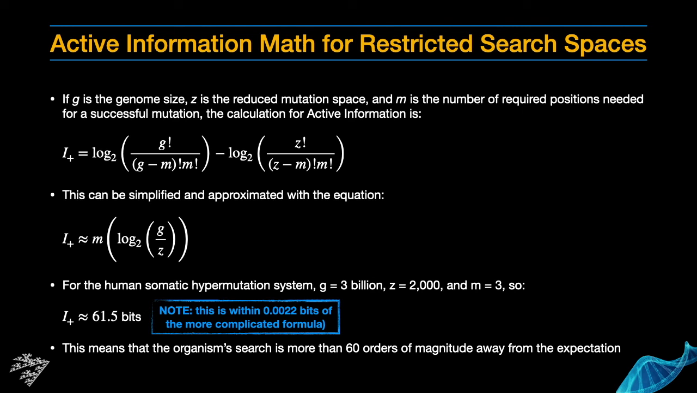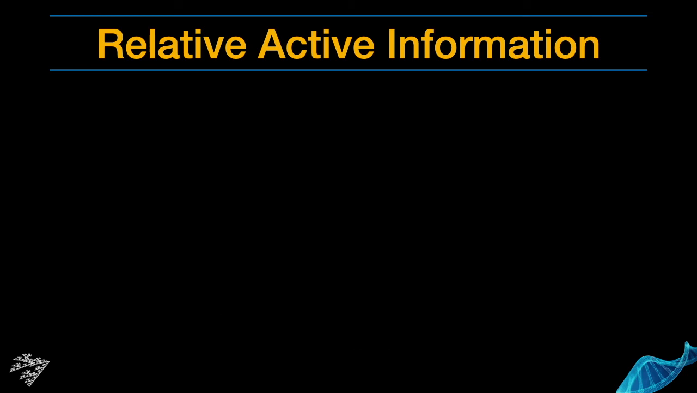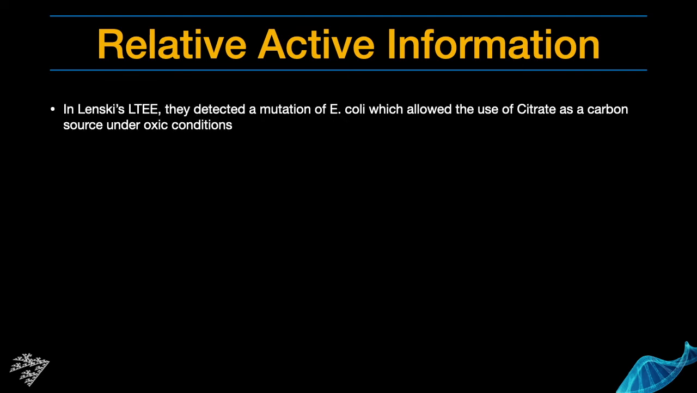So that's restricted search spaces. The next one we're going to look at is relative active information. This is something that you can do when looking back on other people's experiments, where they're not always following what I would have wanted them to do, but it nonetheless gives a good place to apply active information even when not all of the experimental controls I might want are in place. So for example, you have Lenski's long-term evolution experiments.